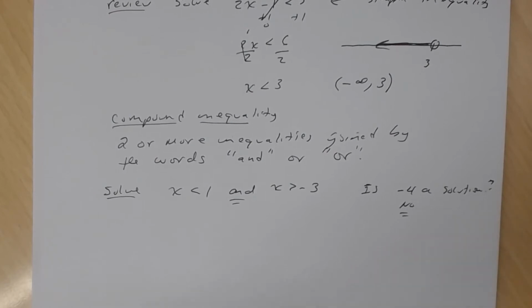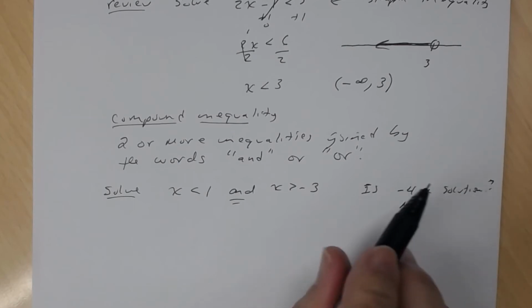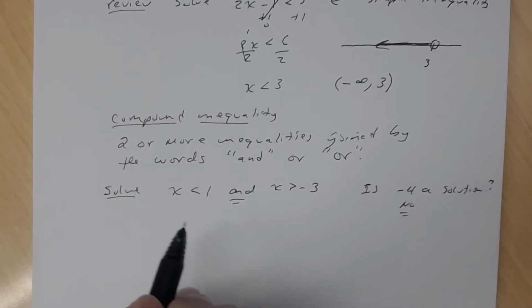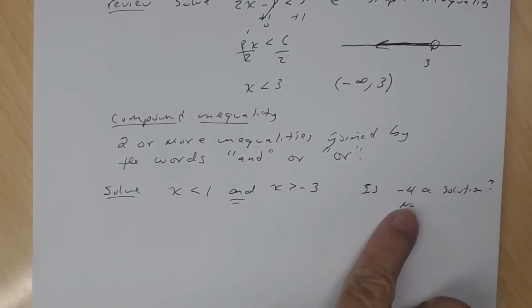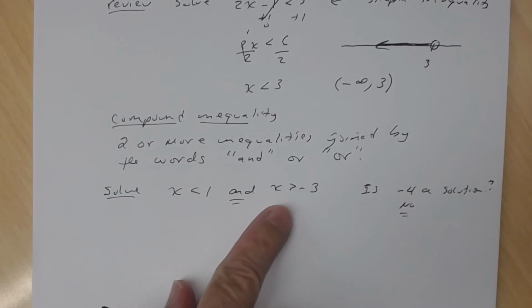No. Okay, so remember what we just did. What this was showing you was that in an and statement, this number has to make this true and this true.